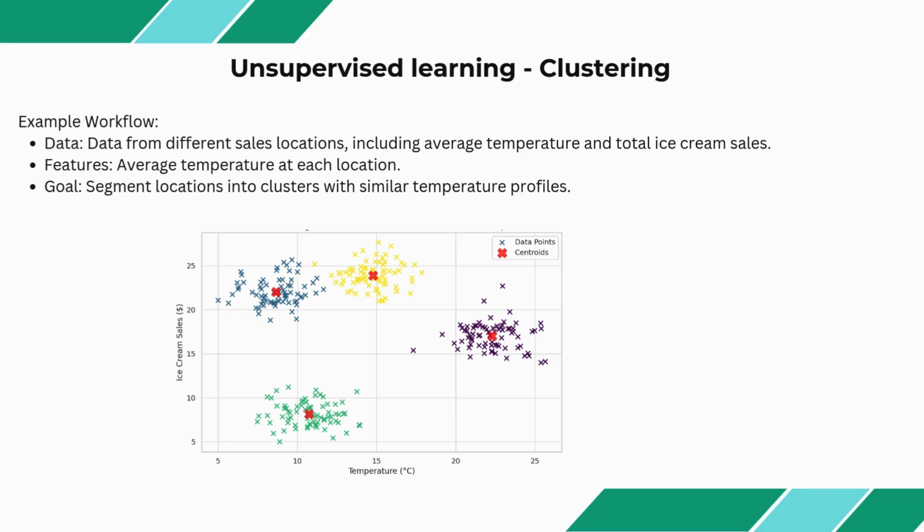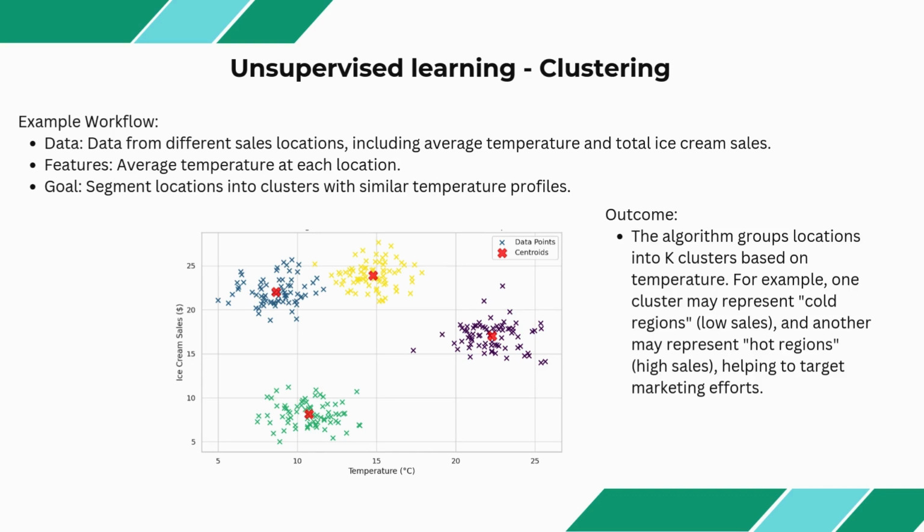Let's understand this more with an example. We'll take an example of ice cream sales, and we'll try to cluster the regions based on temperature profiles. The data is from different sales locations, including average temperature and total ice cream sales. The feature used here would be the average temperature at each location. And what is the goal we are trying to achieve? We are trying to segment locations into clusters with similar temperature profiles. The outcome we are expecting is that the algorithm will group locations into k clusters based on temperature.